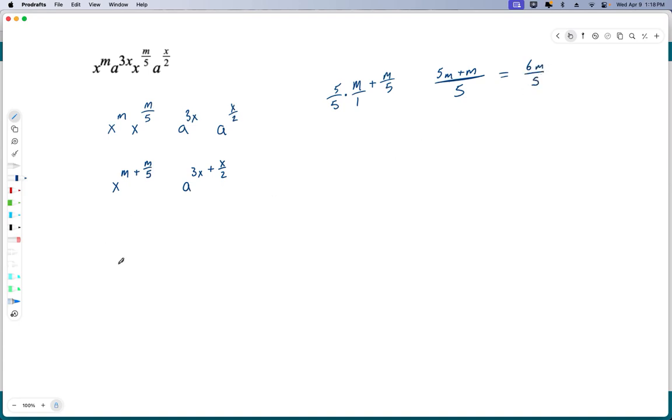That's our new fractional exponent for x, 6m over 5. We can do the same thing with the base of a. So we're going to take 3x, put it over 1, plus x over 2. We need to have a common denominator of 2, so we're going to multiply by 2 over 2 on the first part. So it's going to give us 6x plus x over 2. That's going to end up being 7x over 2.